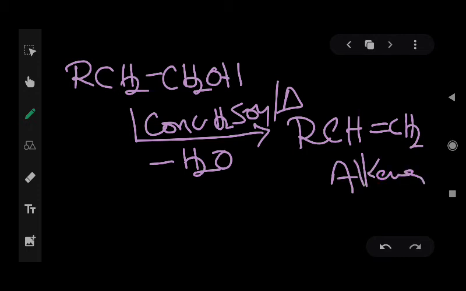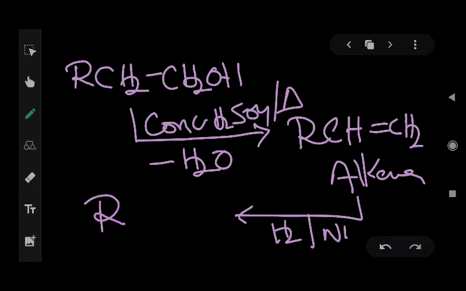By using this alkene, if I treat it with hydrogen, that is reduction. What will happen? We are adding hydrogens to the double bond, then we will get a single bonded compound, that is alkane. Okay, clear?